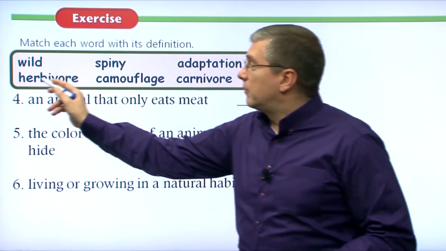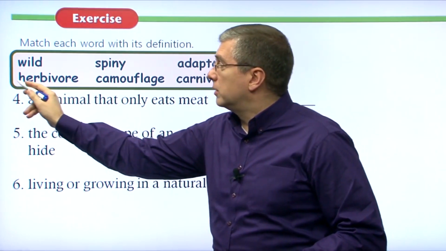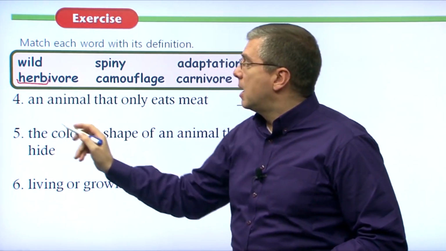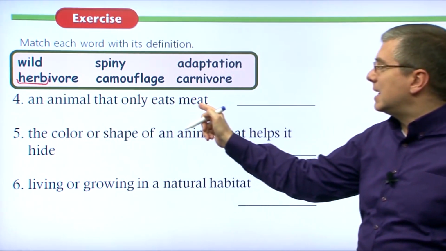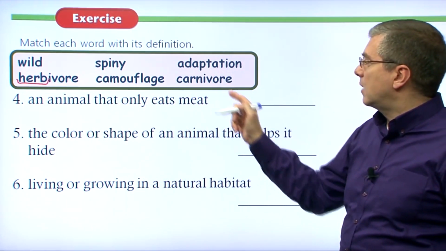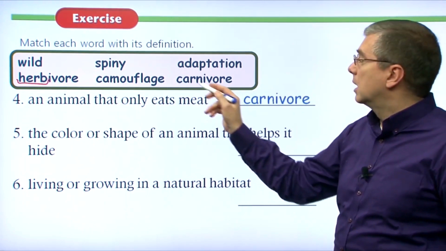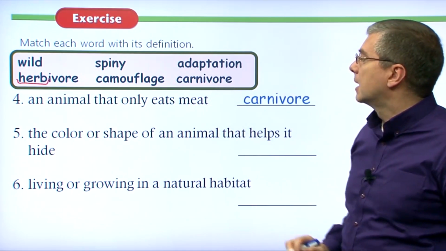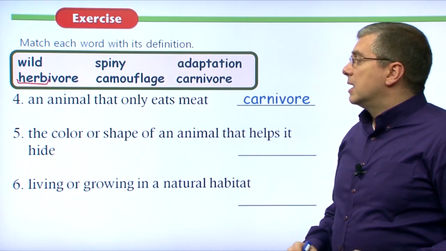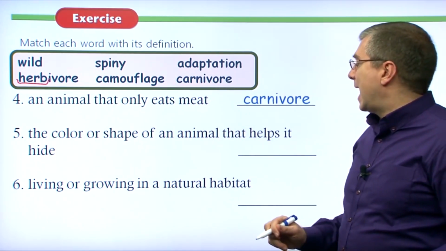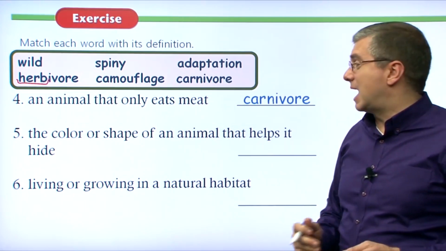Okay. Number four, an animal that only eats meat. We saw herbivore before is an animal that only eats plants, like an herb, but what is an animal that only eats meat? Well, of course, that would be a carnivore. Carnivore, okay?